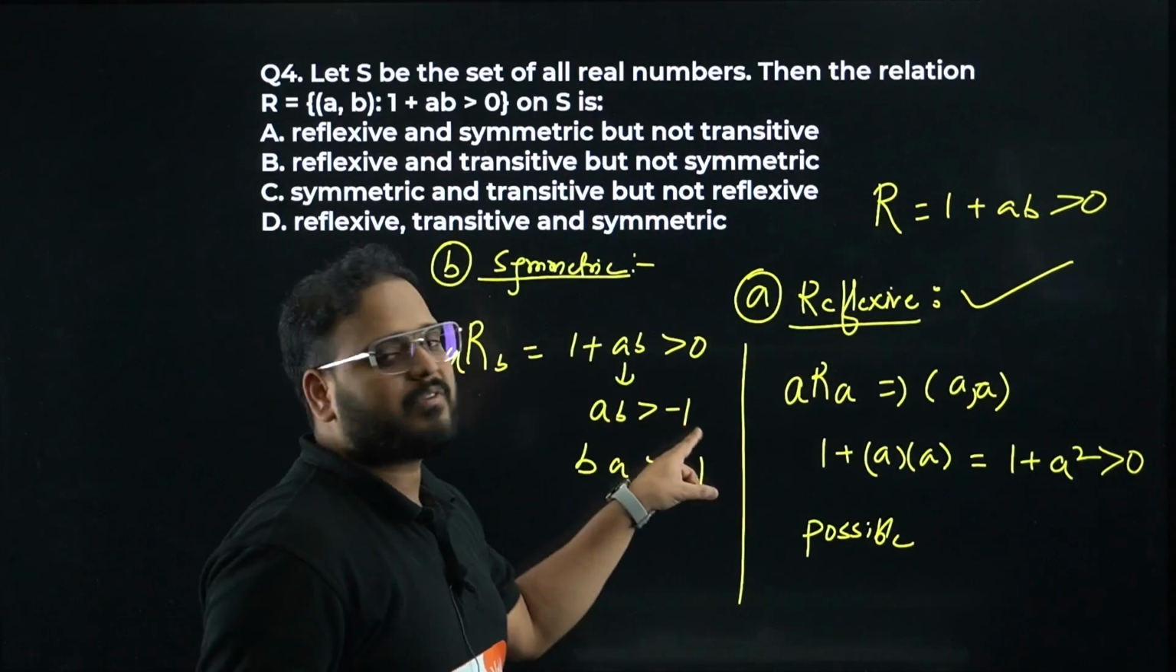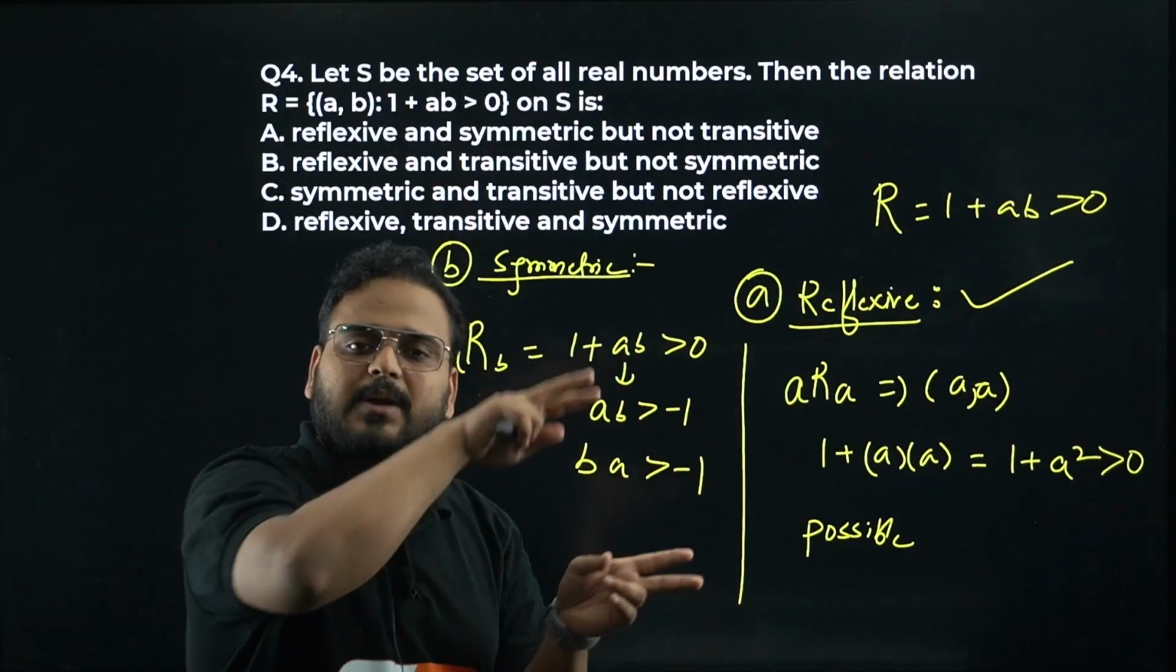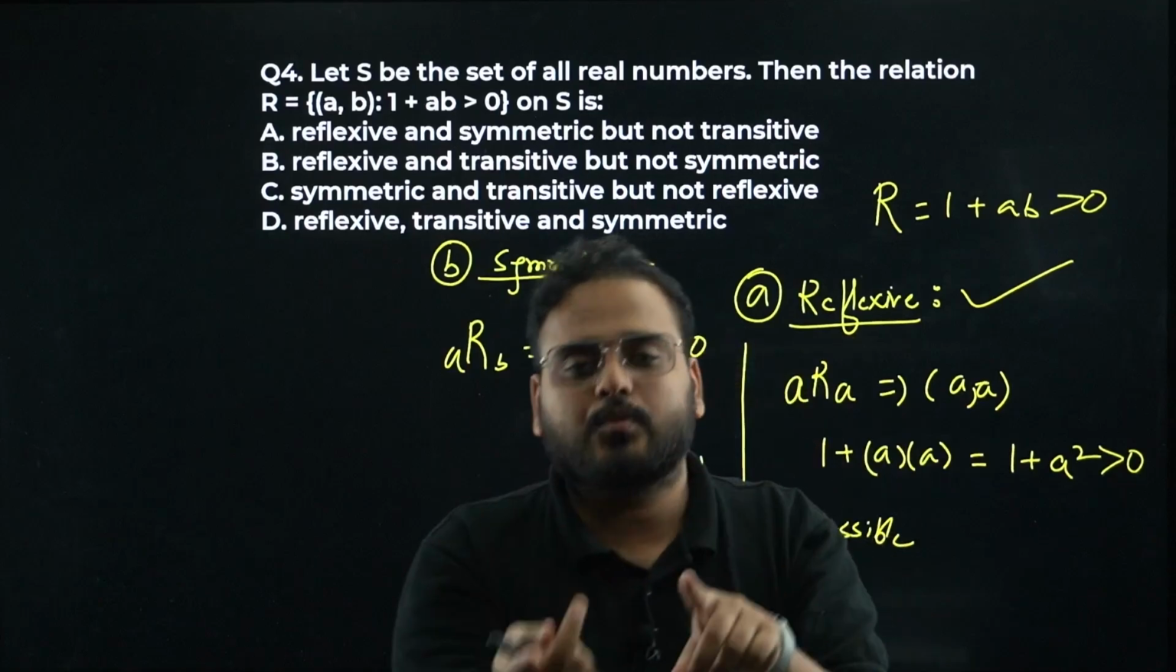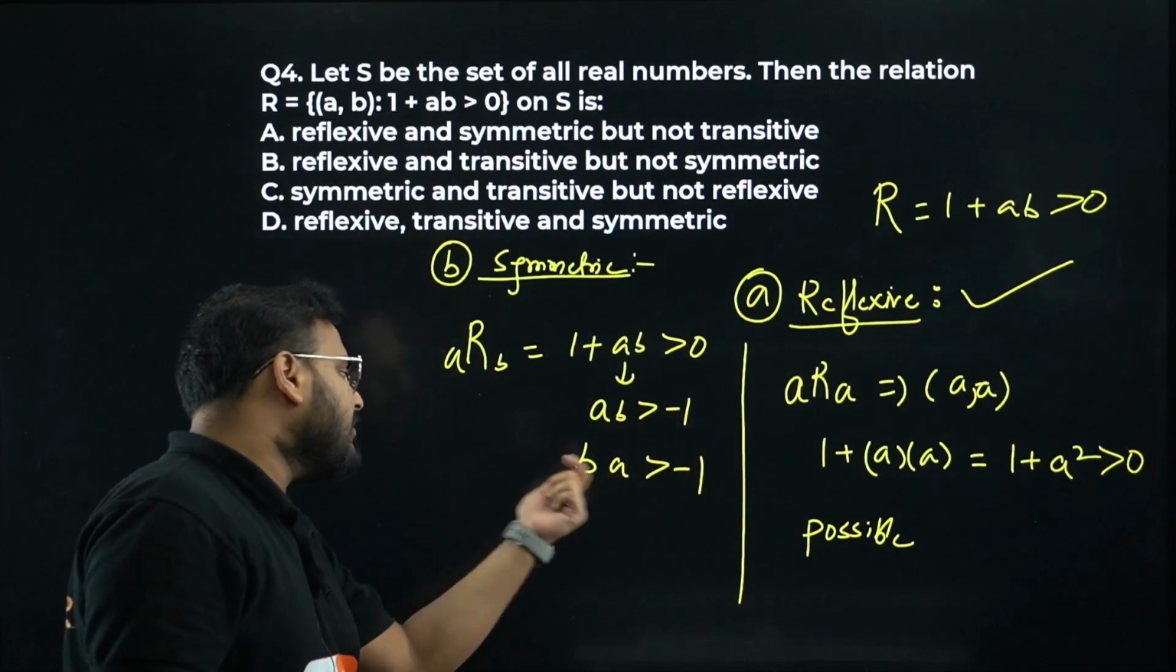If AB is more than -1, then BA is also more than -1, because the product of two numbers is always the same whether you multiply in either order. You multiply 2 into -5 or -5 into 2, the answer is always -10, right? So you take AB, which is more than -1, even BA will be more than -1.